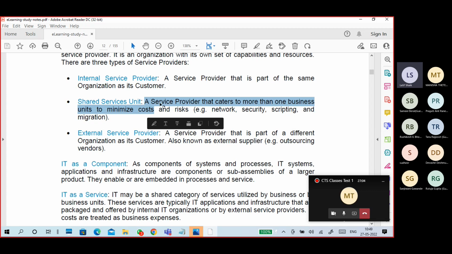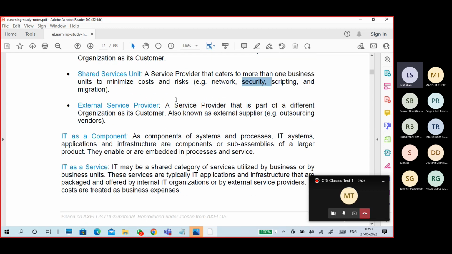A shared service unit is a service provider that caters to more than one business, to minimize cost and risk. They share things with other businesses, like network sharing and security. An external service provider is where we get services from outside, like Gmail and AWS services. These are all external services, part of internet services.